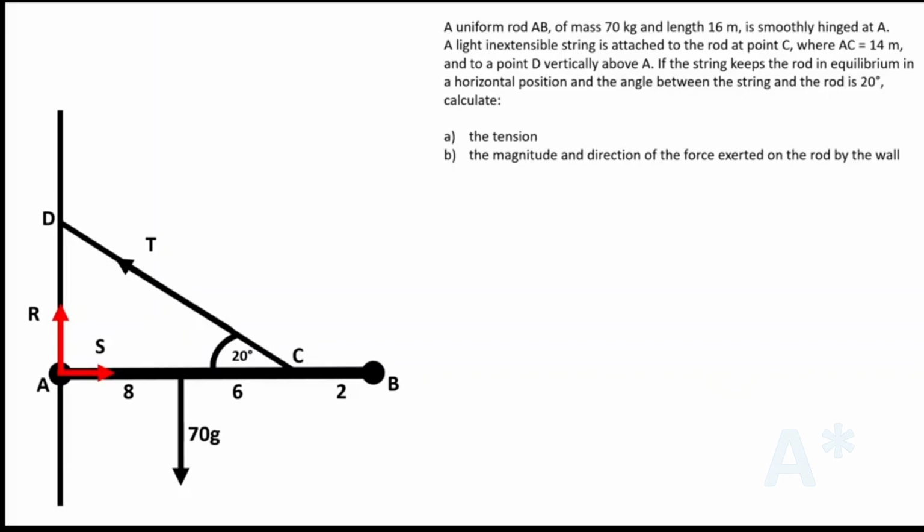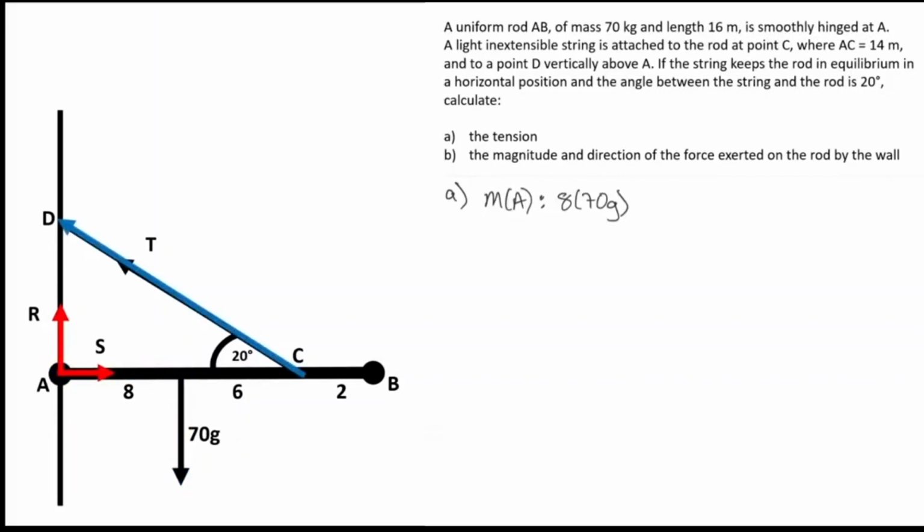Let's take moments from A. There are two forces involved, the 70G and the tension T. We'll start by considering the 70G. The moment produced here is going to be a clockwise moment, and the way to calculate it is quite straightforward because the perpendicular distance to the force 70G is simply 8 meters. So we are really just doing 8 multiplied by 70G.